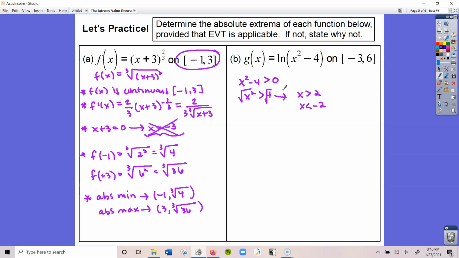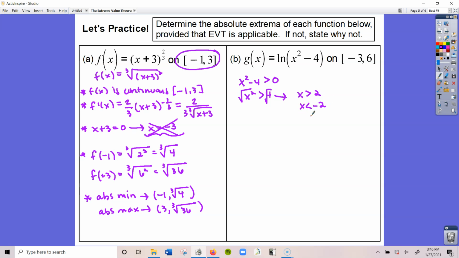Just like when you are dividing by a negative using inequalities, it switches the signs. Same thing with square roots. When you square root a number, you keep the inequality for the positive version of the number, and then you flip the inequality for the negative version of the number.